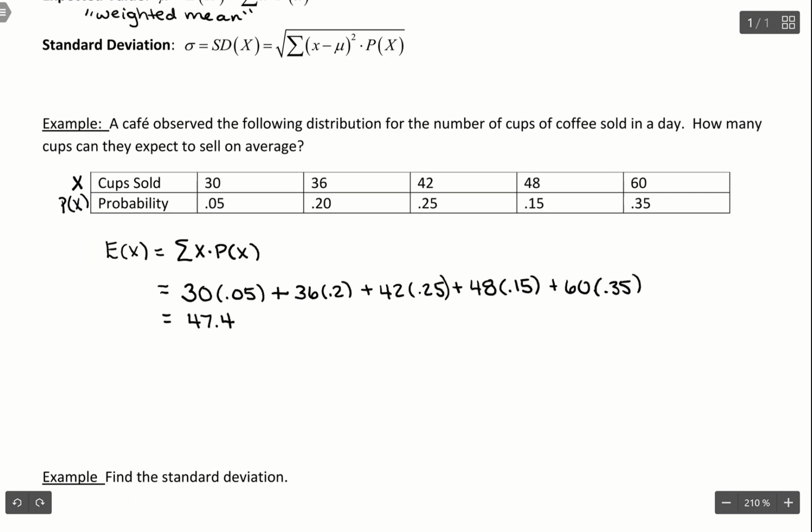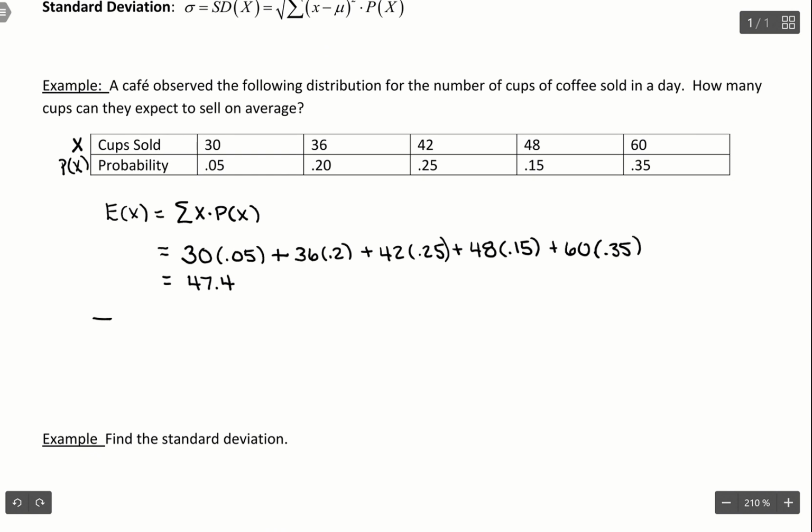Just plug that into your calculator, and that should be an expected value of 47.4. So we can say this cafe expects to sell 47.4 cups of coffee in a day. So that's how we calculate our expected value.